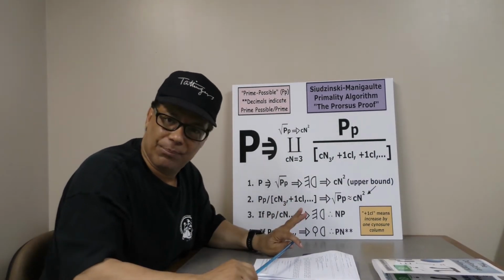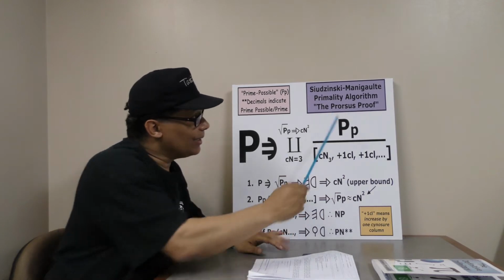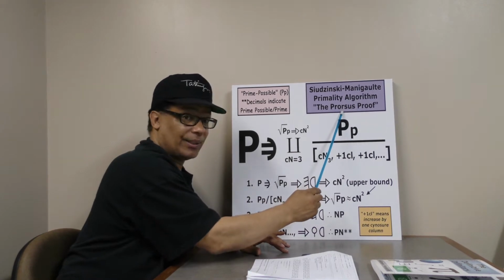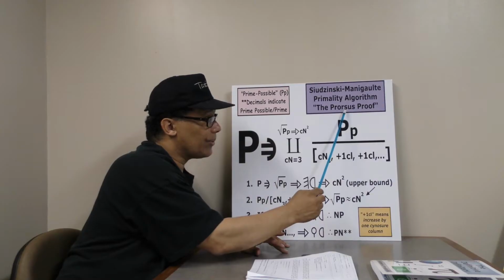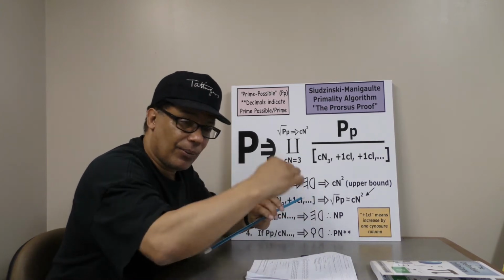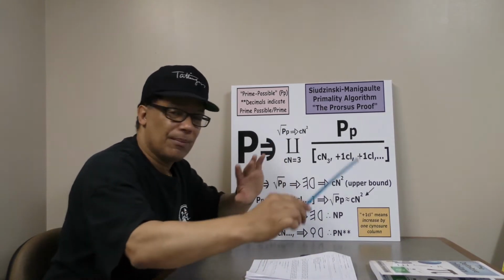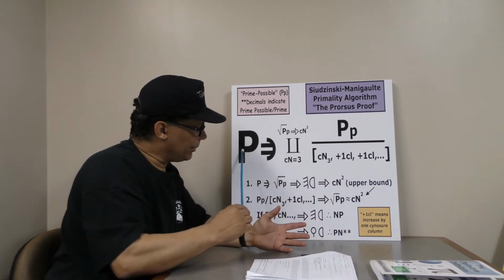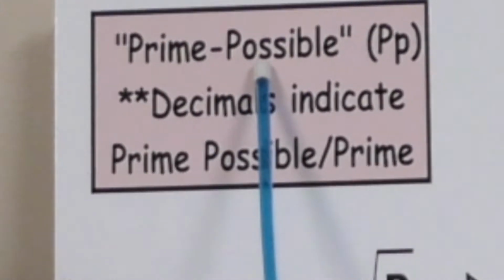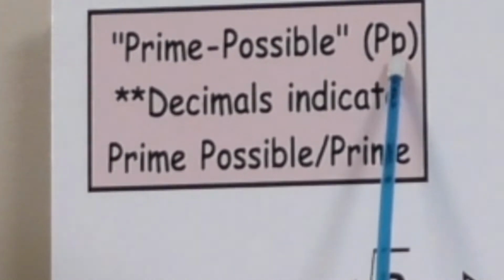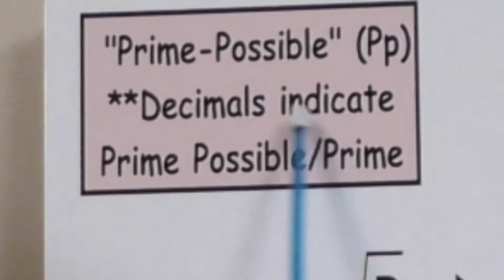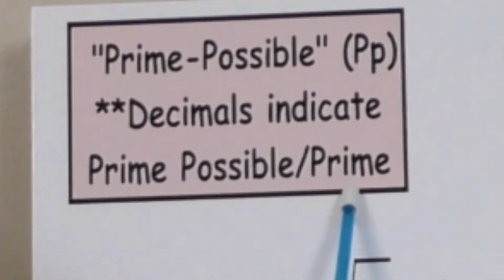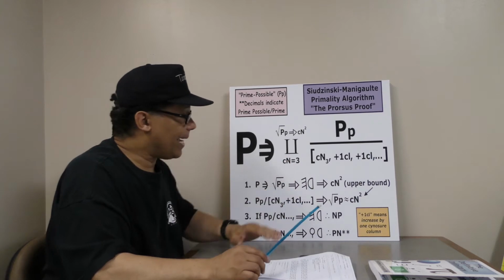There's a much simpler primality test. It's known as the Shujinski-Manigault primality algorithm, shortened for the process proof. Process is Latin for moving forward. And you're going to see that this proof moves forward. It proves whether any prime possible number is a prime or not. Prime possible we designate as a capital P and a smaller case p. We note that decimals indicate whether that prime possible number is prime or not. And you will see in just a moment what we mean by that.